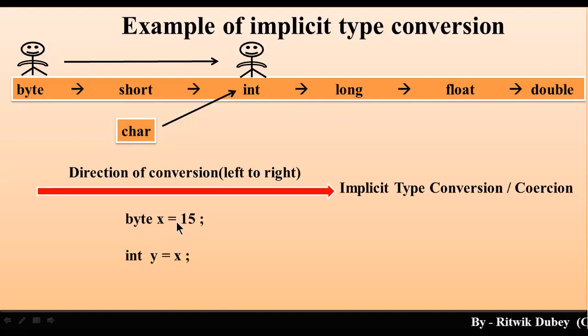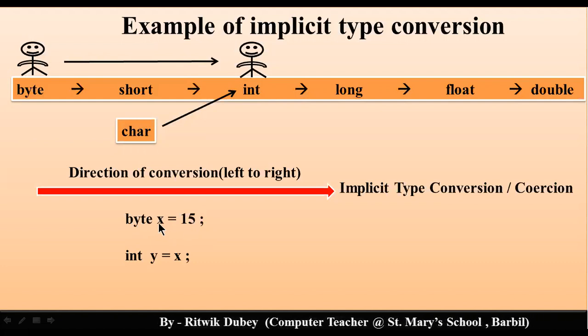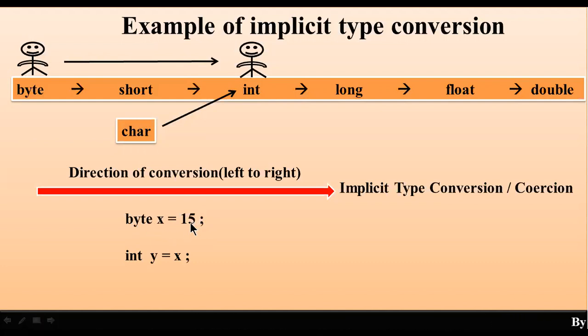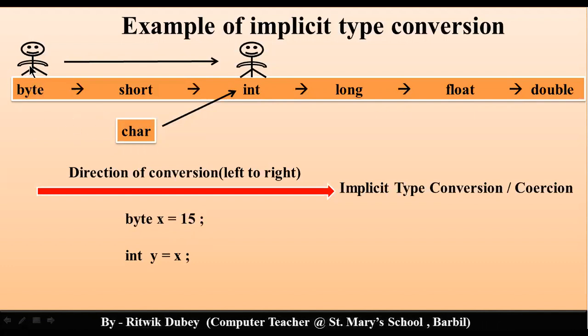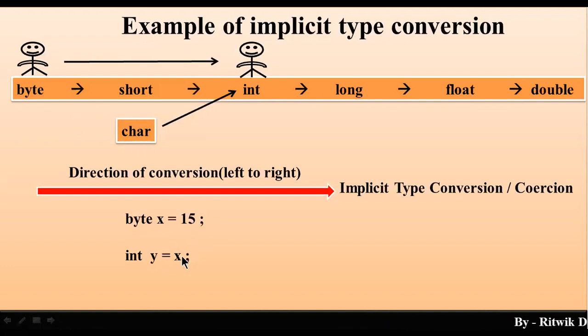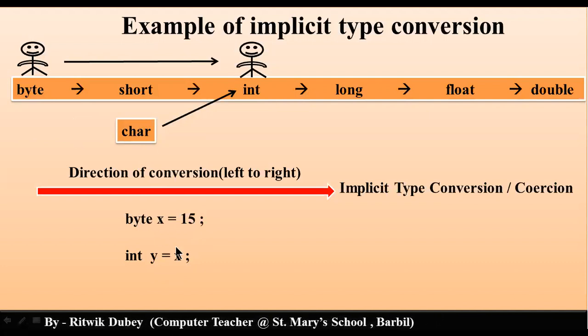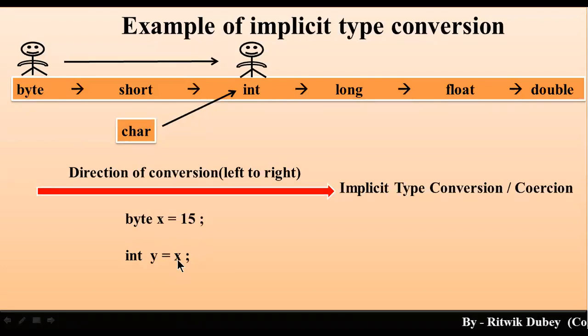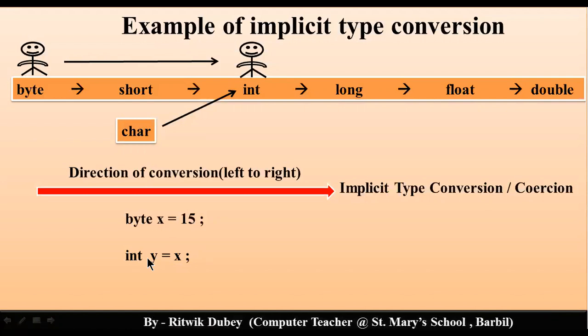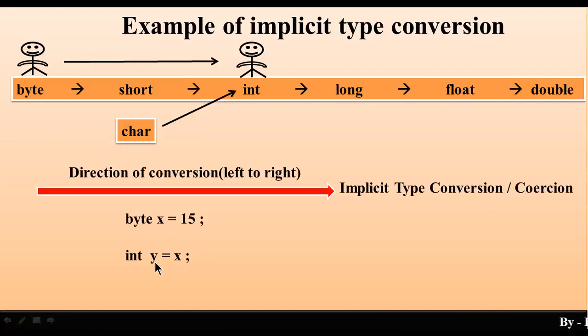See, byte x is equal to 15. In this case, since we are storing 15 in variable x whose data type is byte, 15 is a byte type value. So currently you are in which position? Byte position. Now when you are assigning the value of x to variable y, since x is holding 15, 15 is a byte type value because the data type of x is byte. So in the second statement, the byte type value is getting converted to int type value. Yes or no? After getting stored in y, it will become an int type value.